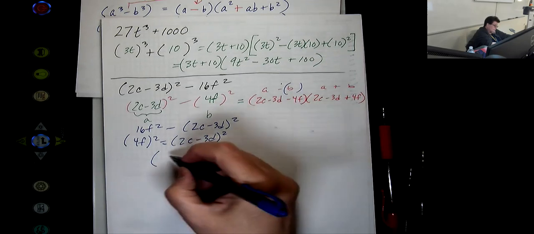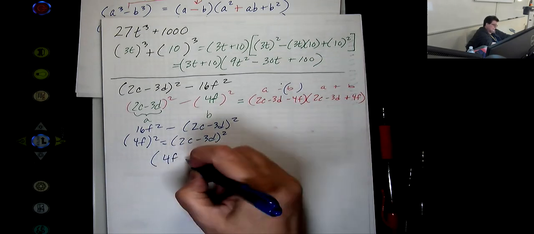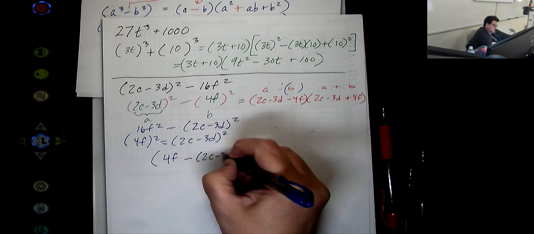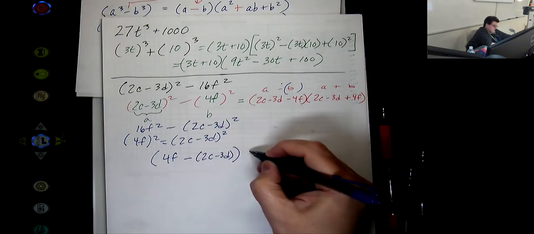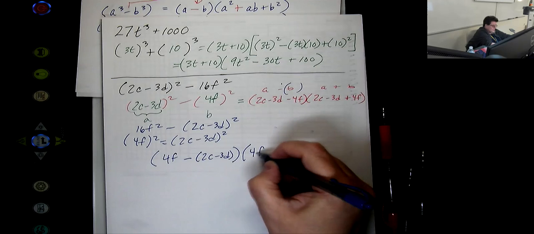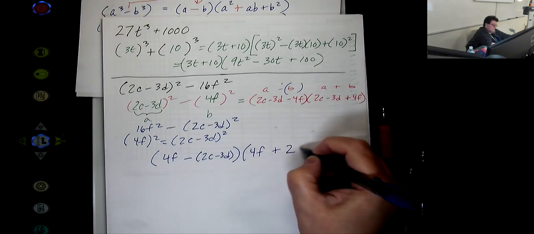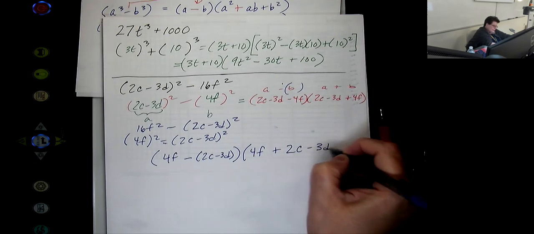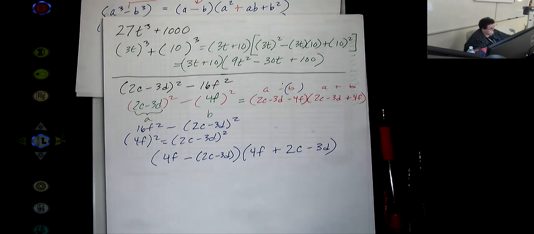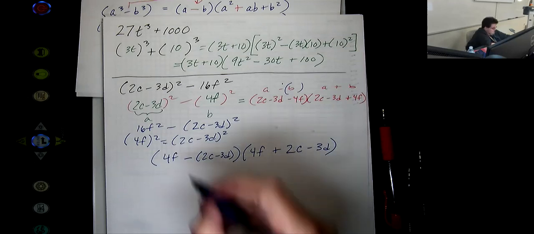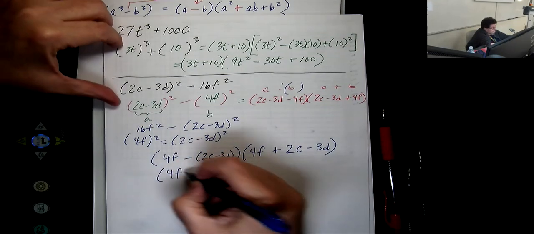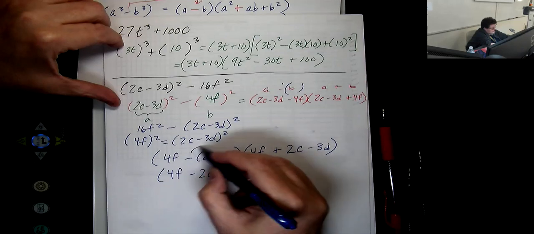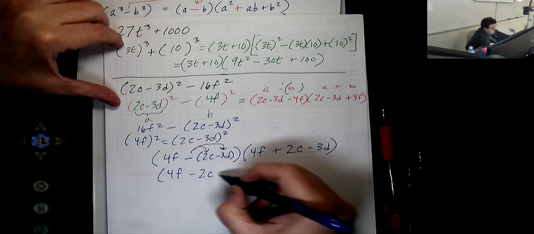So I would do 4f minus 2c minus 3d times 4f. The plus one doesn't matter. The plus one can stay the same. It's just that negative one that really messes it up. Because when I distribute that negative, the 2c is not the only one that changes sign. I've got to distribute it to the 3d as well.